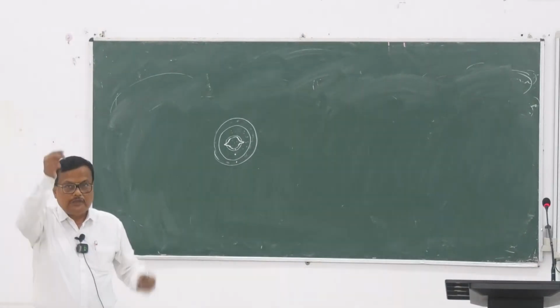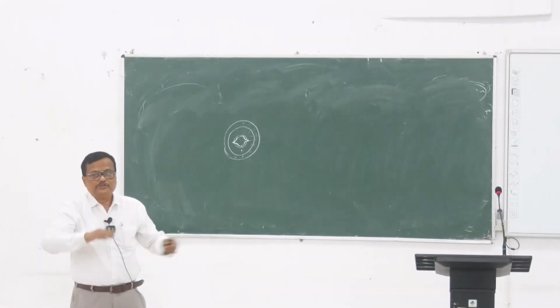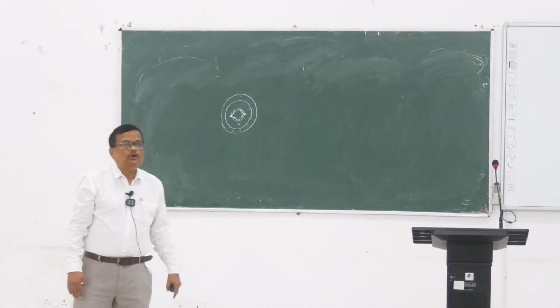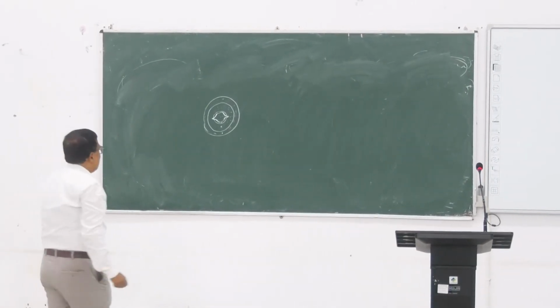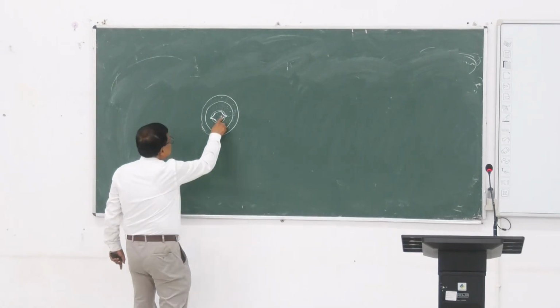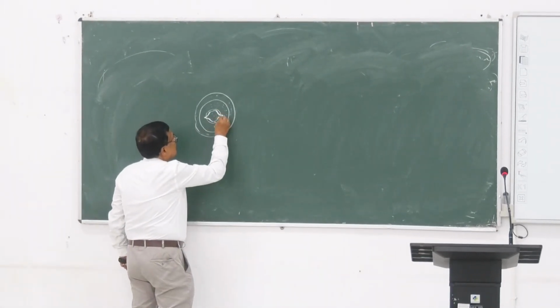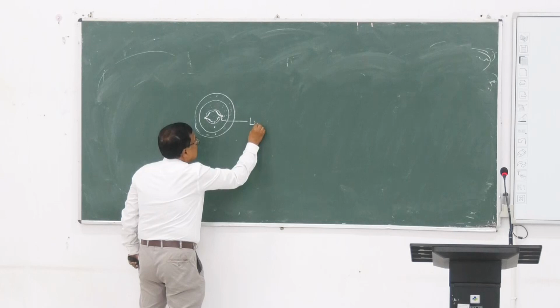Sulcus. Actually, the groove, in a longitudinally cut section, looks like that, so we call it sulcus. And the name of this groove is limiting sulcus.